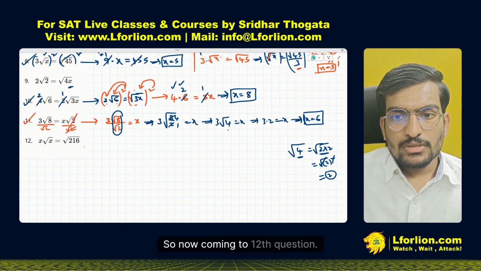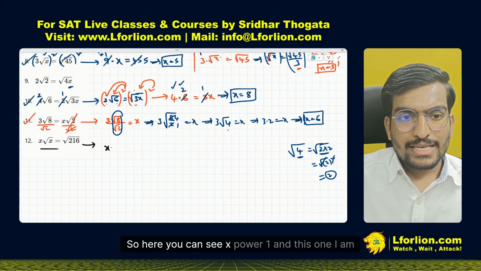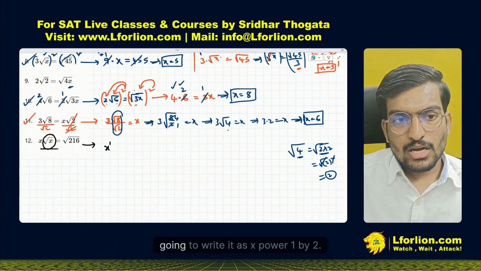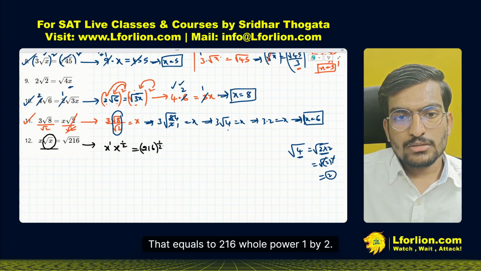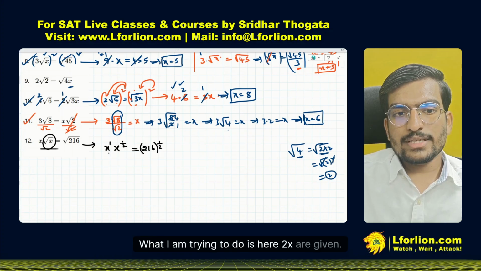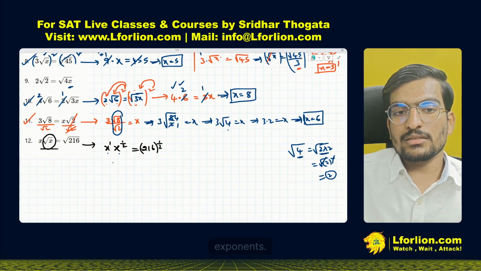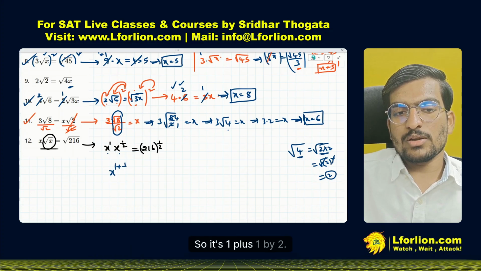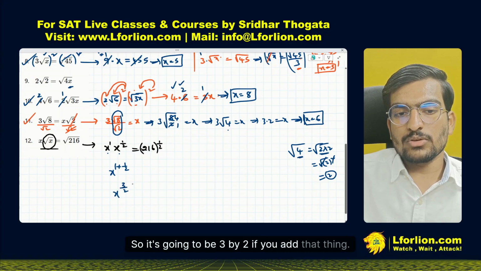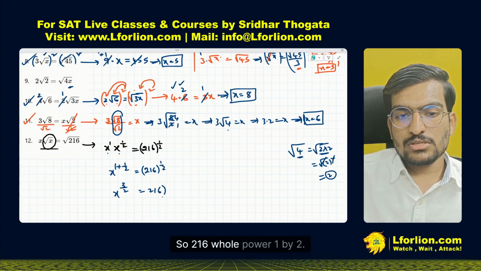So now coming to the 12th question, it's a bit different. Let's see. Here you can see x power 1, and this one I'm going to write as x power 1 by 2, that equals 216 whole power 1 by 2. Here 2x are given, but we just have to find the value of x. So I'm trying to unite them by taking the exponents. Apply the x power n formula. It's going to be x power m plus n. So it's 1 plus 1 by 2, which is 3 by 2 if you add that. So 216 whole power 1 by 2 will be the same.